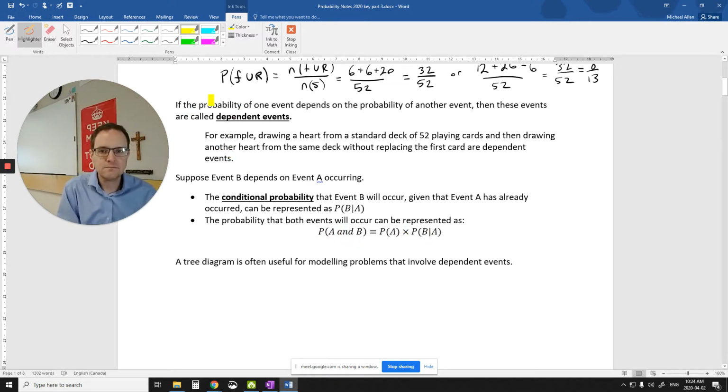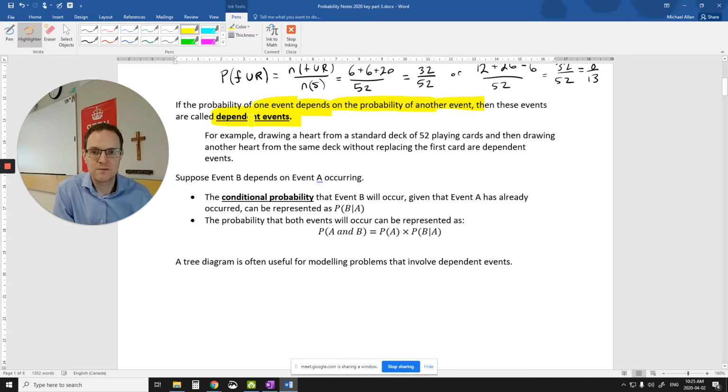Okay. So if the probability of one event, imagine you were going to do this one above here, and I said, okay, I'm going to draw a face card, and then I'm going to draw a red card. So I'm drawing two cards. The probability of one event depends on what happens to the first one. Did I draw a red card? Did I not draw a red card? Also, when I draw a card out, my sample space is decreased, so my probabilities have decreased. And when the probability of one event depends on another event, we call these dependent events.